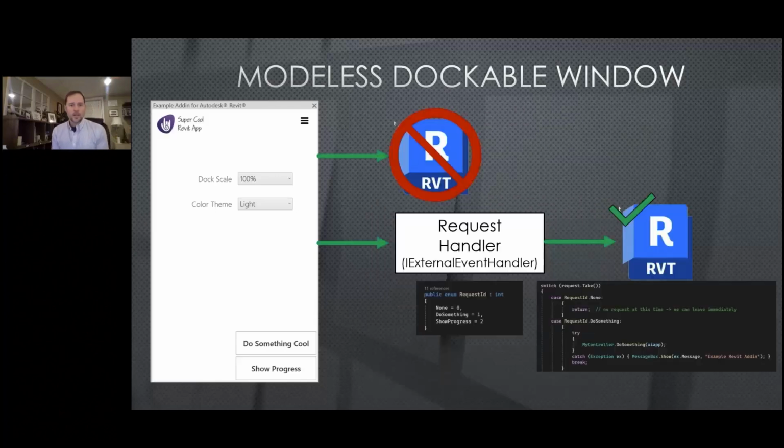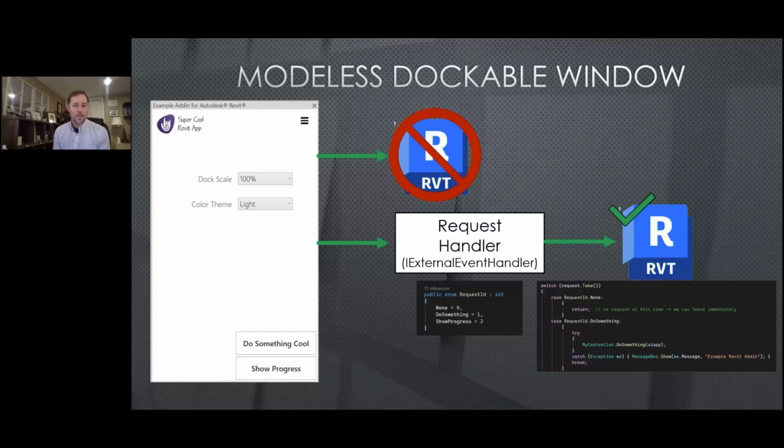Okay. One of the downfalls of a modeless dockable window is that you don't have immediate access to the Revit application. Like if you try to refer to the Revit UI application, which you need to do pretty much anything, like you can't derive a document without having access to the UI application. It just doesn't exist in this setup with this kind of window.